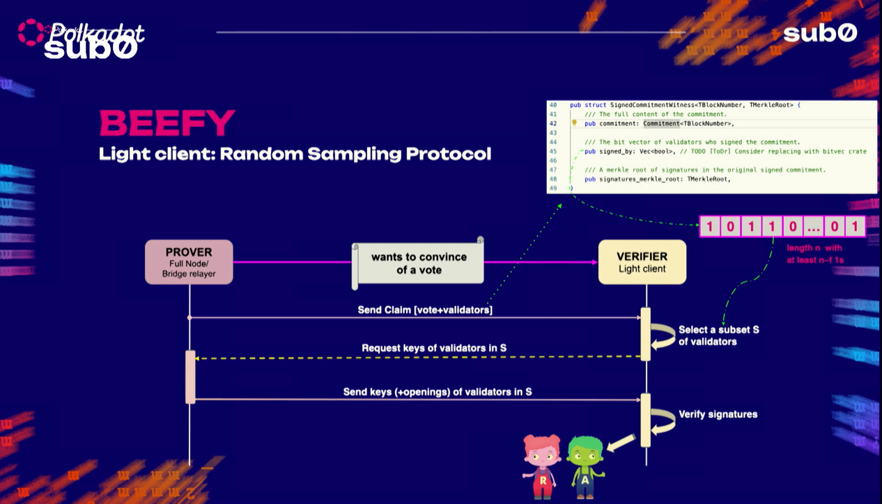So what the verifier does is select some random validators that voted for that, and ask the prover to send their keys, right? If the prover can send the keys and the openings that prove that all those validators that he was implying had voted for that, then the verifier can either accept or refuse this proof. So this is the basic idea.